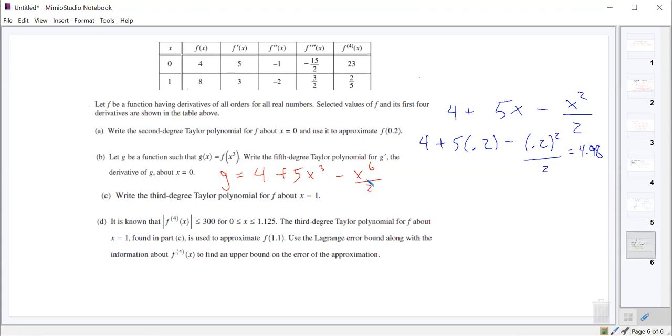And so our 5th degree polynomial here should be, for G prime, derivative of 4 is 0, derivative of 5x cubed is 15x squared, minus 6x to the 5th over 2, so minus 3x to the 5th. Easy enough?